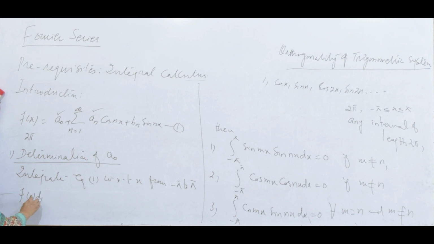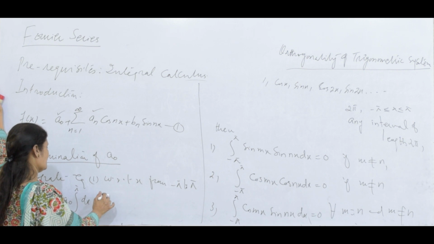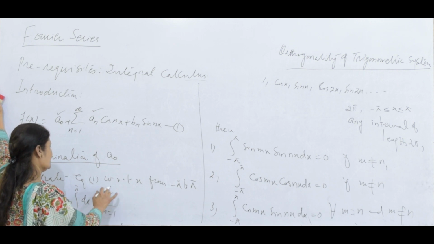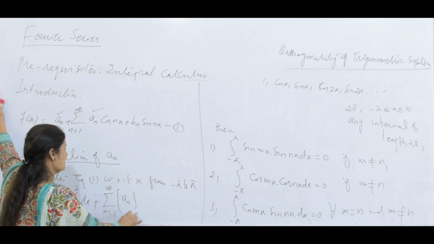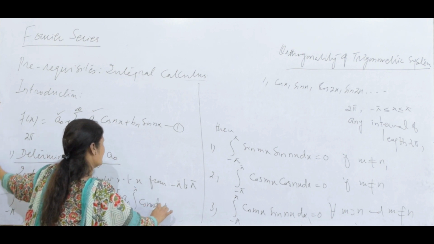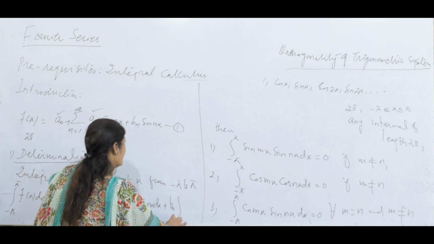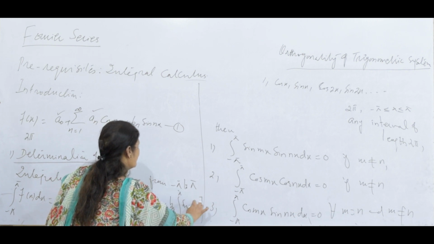The integral from minus pi to pi of f of x dx is equal to a naught, which is constant, times the integral from minus pi to pi of dx, plus the sum over n equal to 1 to infinity of the bracket: a n times the integral from minus pi to pi of cos nx dx, plus b n outside, times the integral from minus pi to pi of sin nx dx, and bracket close.